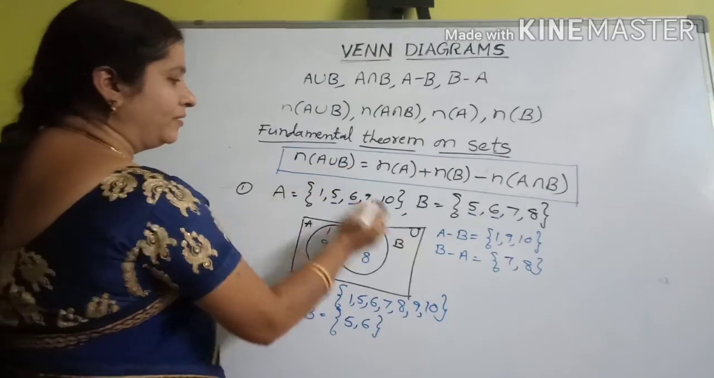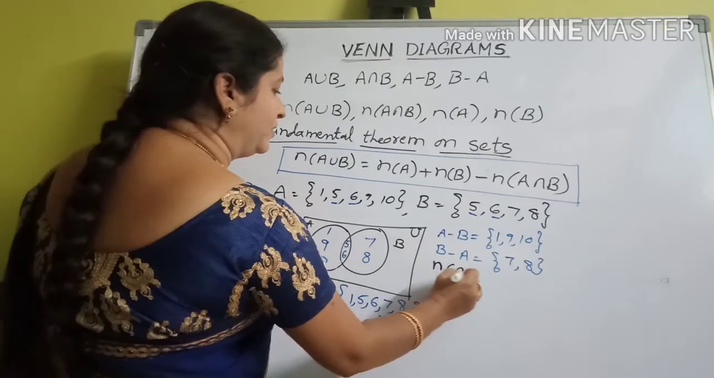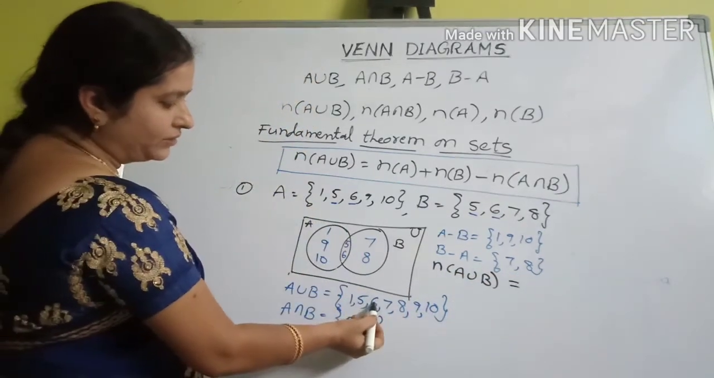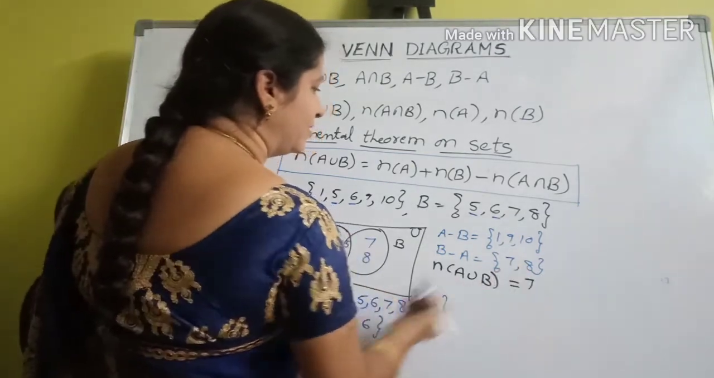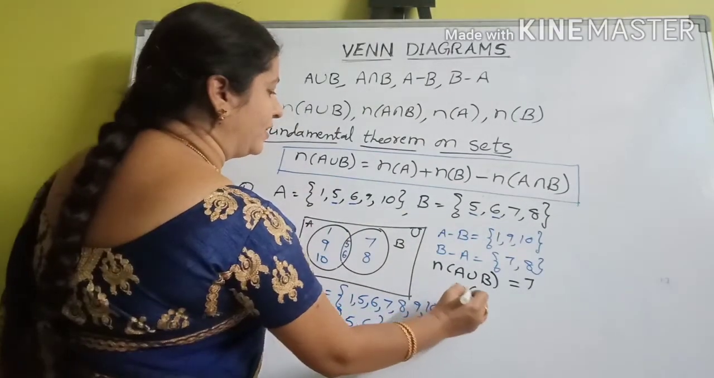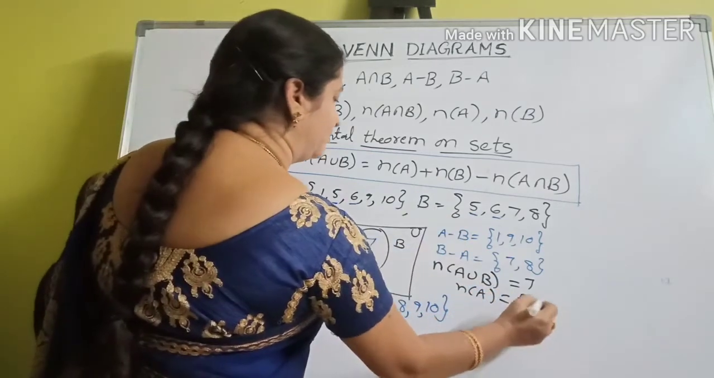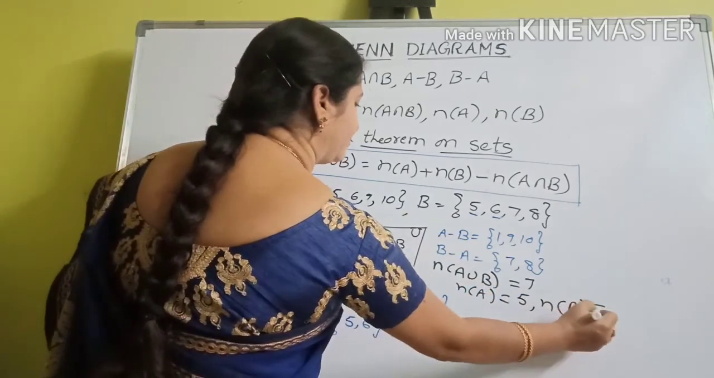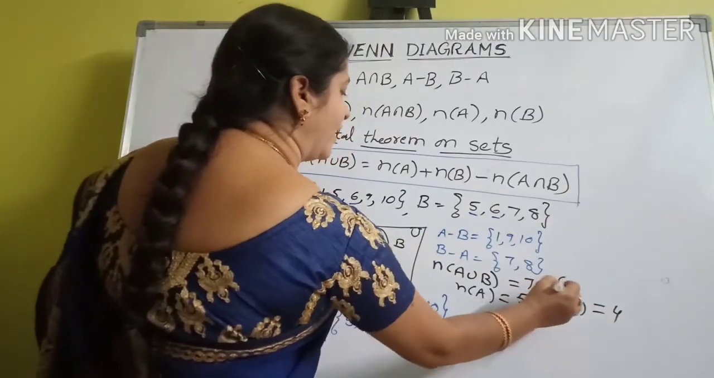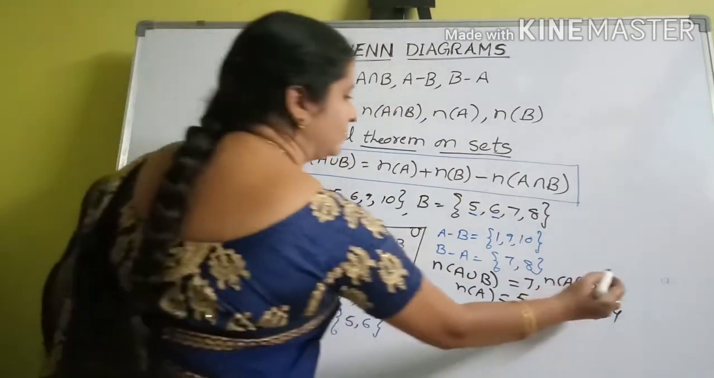N of A union B. What is N of A union B here? N of A union B means how many elements are in A union B? 7 elements. N of A equals how many elements in A? 5 elements. N of B equals 4 elements. N of A intersection B equals only 2 elements.